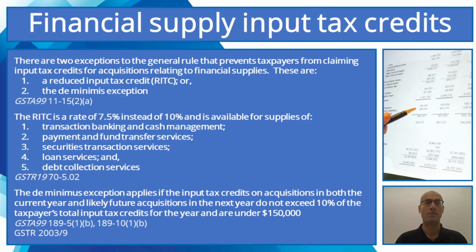And so this applies if the amount of input taxed items is not more than 10% of both your current and likely future acquisitions, and the amount is going to be less than $150,000. If both of those things are true, then you can claim input tax credits in regards to your financial supplies that normally would be input taxed and you wouldn't be able to.